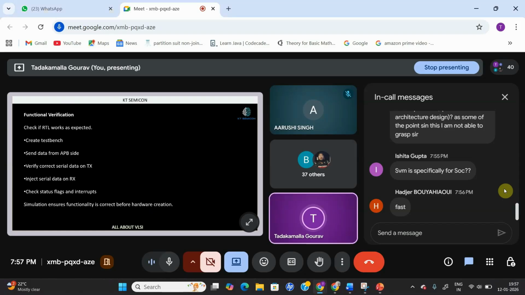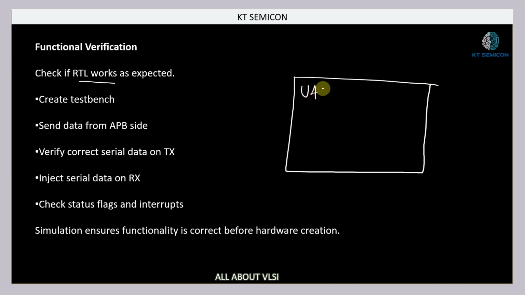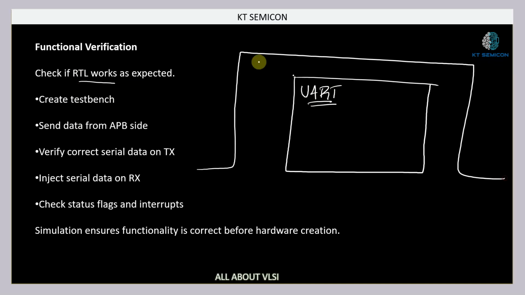Now, next comes the functional verification. In the case of functional verification, you are going to write the test bench. You are going to check if the RTL code which you have written is working as you expected or not. For example, you have designed a UART controller IP, and you write a test bench, send particular transactions, receive them, and check whether the data you sent is received. This is my functional verification.